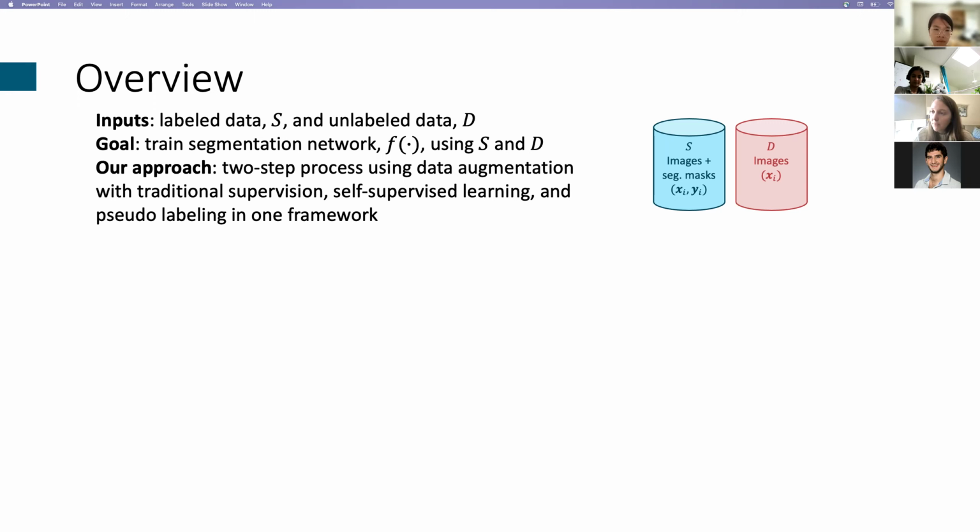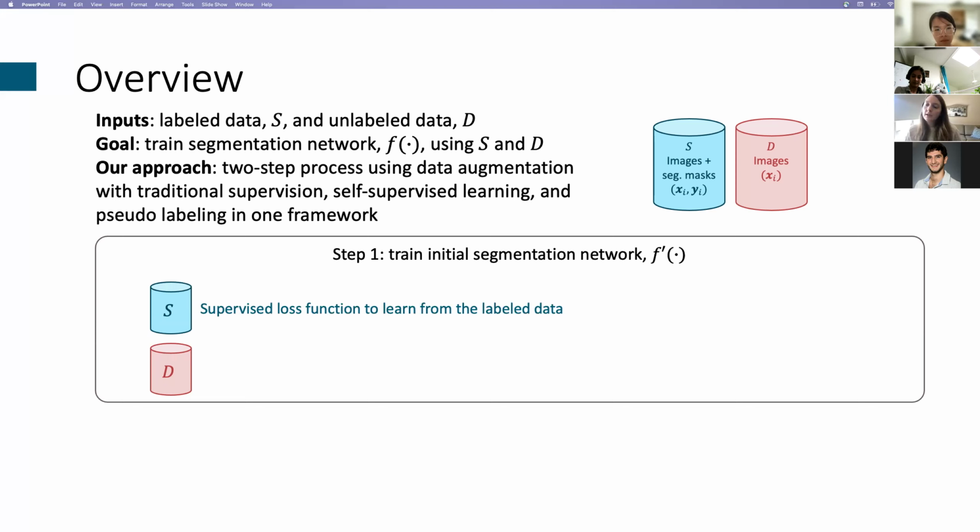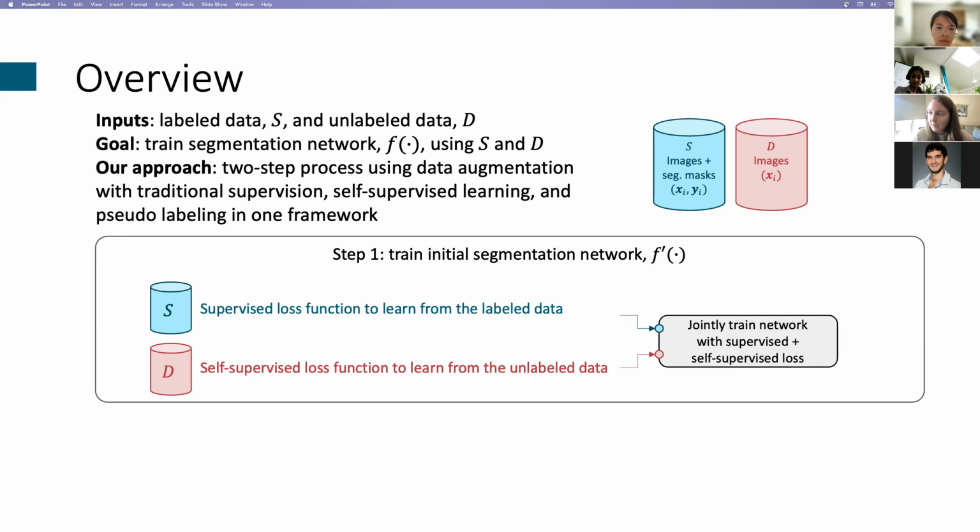So, an overview of this two-step process. In the first step, we train what I'm going to call an initial segmentation network, F prime. This is not our final segmentation network, but it is a neural network that we train to segment. And we train F prime using both S and D, the labeled and unlabeled data. With the labeled data, we implement a very standard supervised loss. And then we jointly train a self-supervised loss over the unlabeled data. So we add these two losses together and train some initial segmentation network F prime.